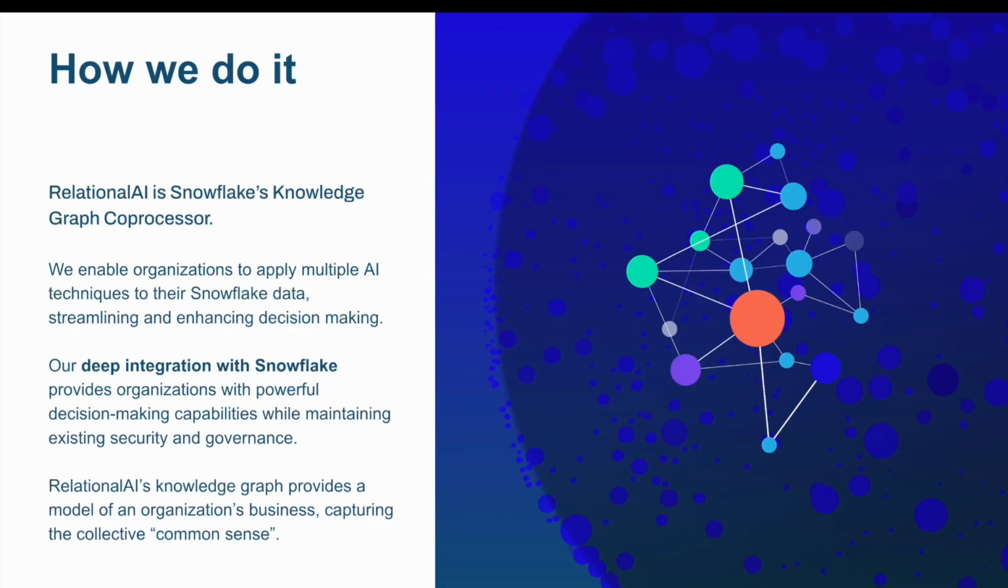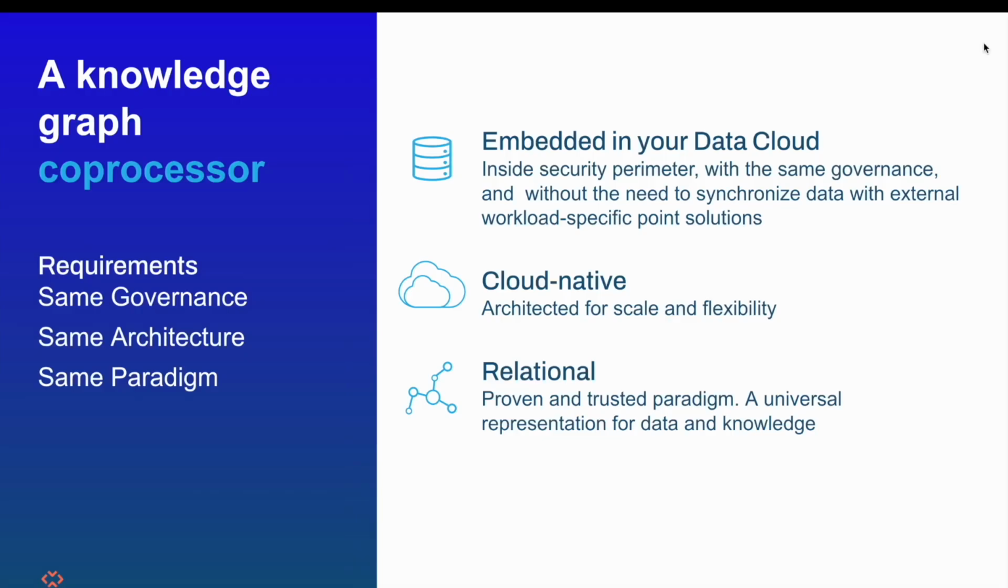The next part of our offer to the marketplace is our deep integration with Snowflake. Unlike legacy solutions, RelationalAI is cloud native and has all the advantages of Snowflake, including versioning, zero-copy cloning, scale, and consumption-based pricing. When we call ourselves a coprocessor, we mean it in the same way that some matrix operations are offloaded to a GPU to augment the CPU.